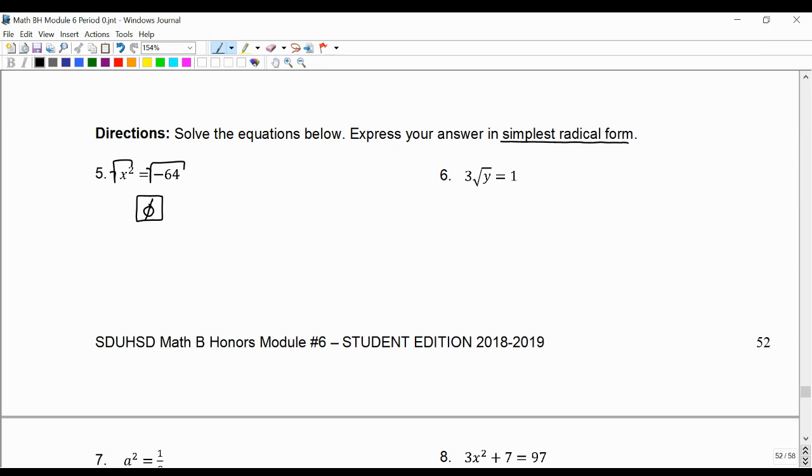By the way, you can verify all of these. In the last part of this lesson, we will verify. So if you're still not sure why this is no solution, you can go about this with a verify.